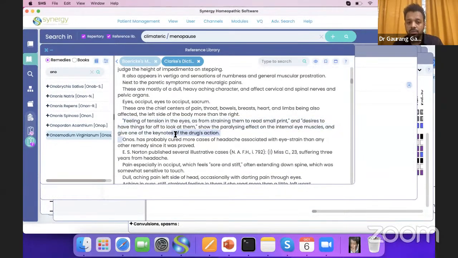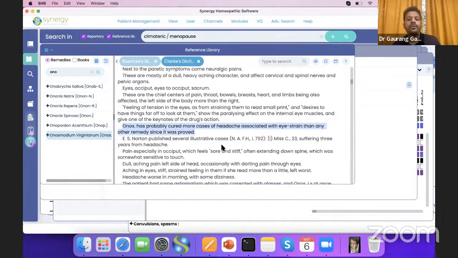Then Clark writes the most important line, and I want you to remember: Onosmodium has probably cured more cases of headache associated with eye strain than any other remedy since it was proved. You can understand it's such an underrated homeopathic remedy. There are many remedies for headache due to eye. You can start from Natrum mur, you can go to Belladonna, Glonoine, Calcarea Phosphoricum, Ruta. But this is one of the most hidden treasures that I want to give you here.